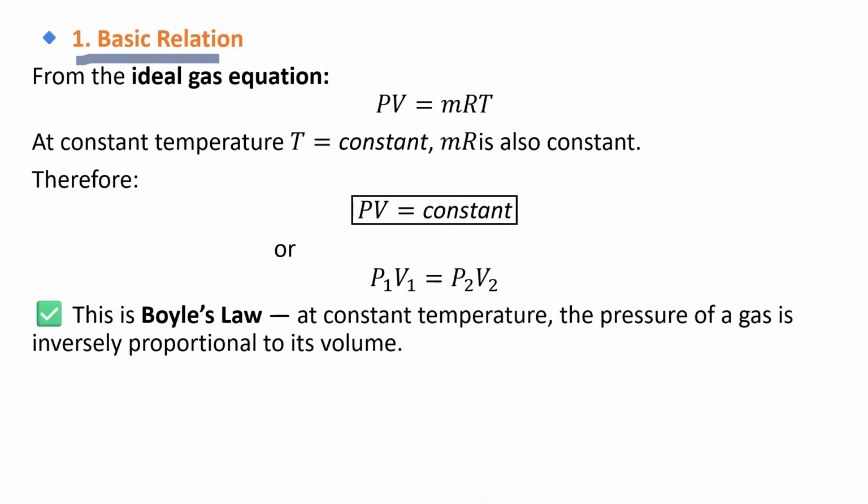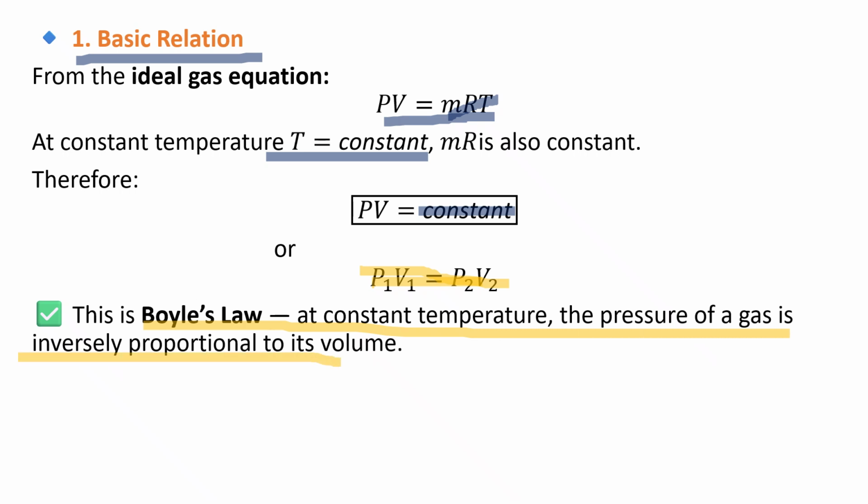So if we talk about the basic relation, as per the ideal gas law PV = MRT, what we'll see is temperature is constant in our case, MR is also constant, so this term MRT is constant. So we can say that PV = constant, or P1V1 = P2V2. And as we know, this is Boyle's law, that is, at constant temperature the pressure of a gas is inversely proportional to the volume, which we learned already in the previous lectures.